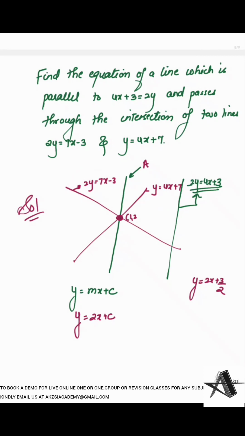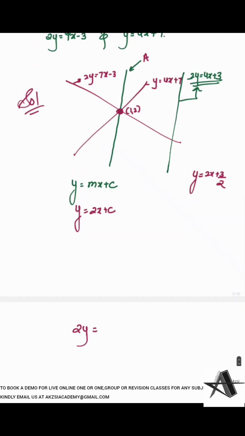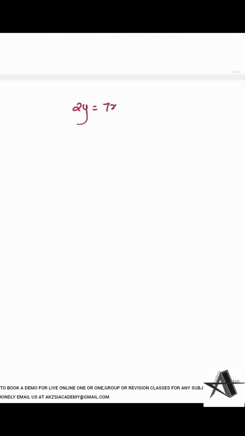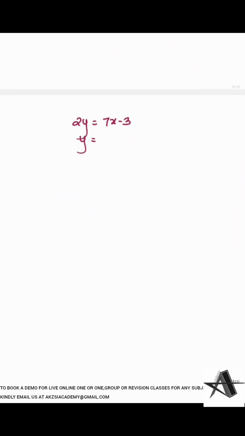The thing that we know is such a thing is simultaneous equations, because simultaneous equations are a set of equations which share the same value of x and y. So let me solve these two. 2y equals 7x minus 3 and y equals 4x plus 7. I am doing it with the elimination method. So multiplying by 2, this will become 8 and this will become 14. I have multiplied by 2.